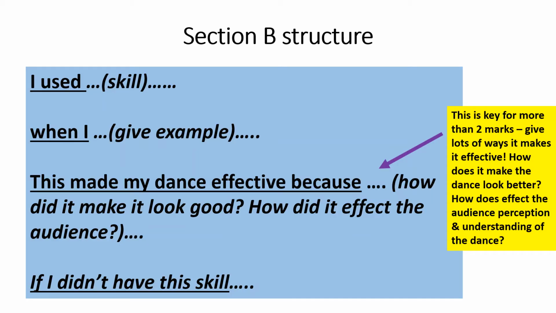And a little tip for you here, when you name the skill that you used, make sure that you name it specifically. So instead of just saying, "I used physical skills when" and then giving the example, make sure you pick one of the skills and name it. For example, "I used flexibility when I lifted my leg up high to the side and pointed my toes", for example.